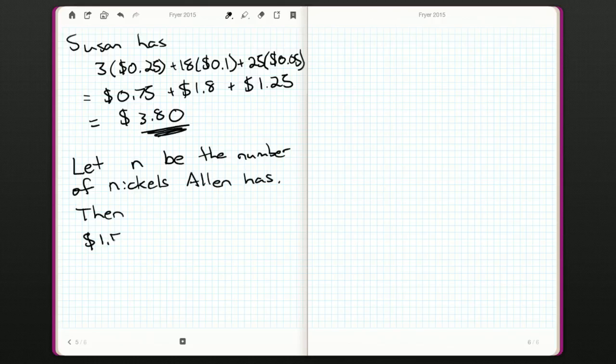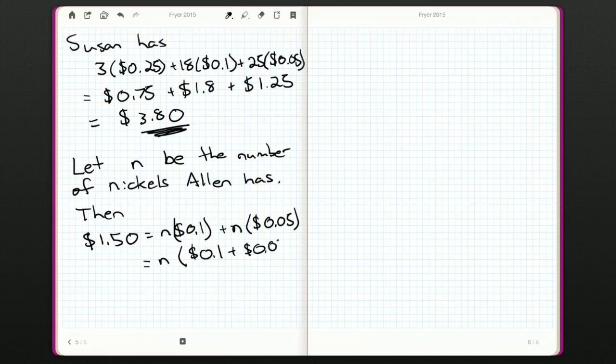So we know the total amount of money that Alan has, and we know he has the same number of dimes as he has nickels. So he has n dimes as well. He has n dimes and n nickels, and that in total gives us the $1.50 amount. These two both have a term of n, so we can bring that out as a common term. And we can say that $1.50 is n times $0.15.